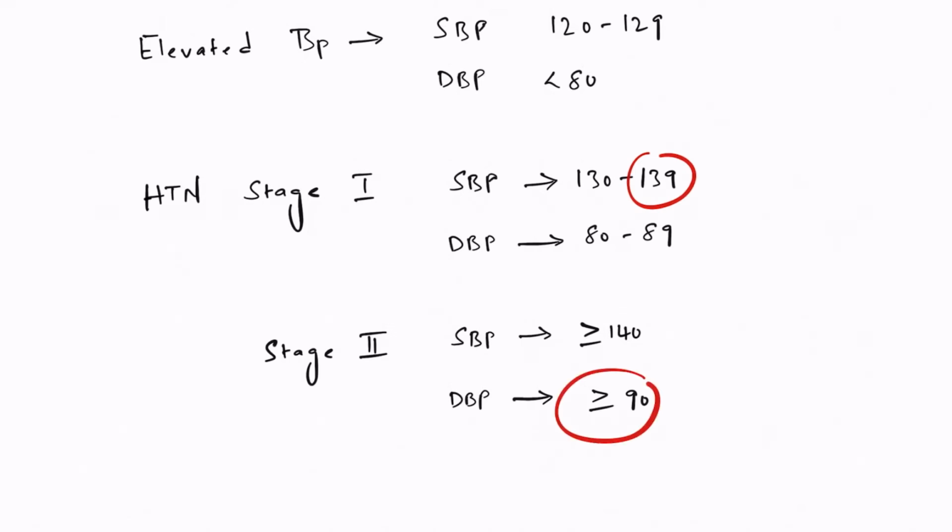If a patient has an SBP of 139 and a diastolic of more than 90, it is considered stage 2. Whichever is the higher value, that is the stage to be considered. Whichever is the higher stage, that should be considered.